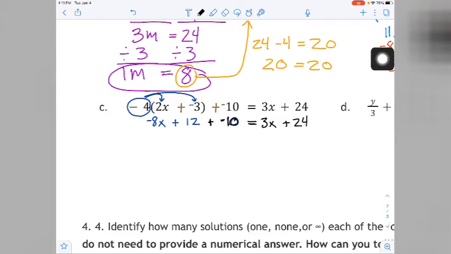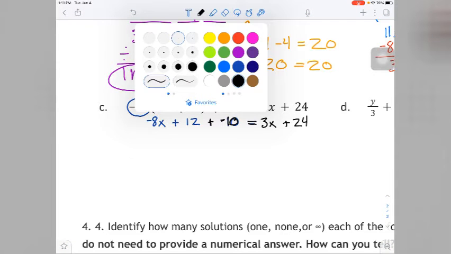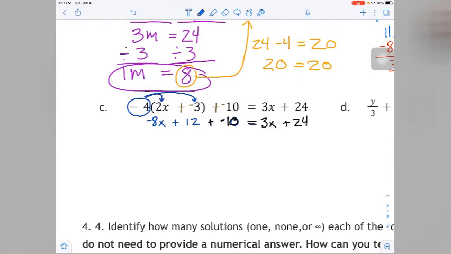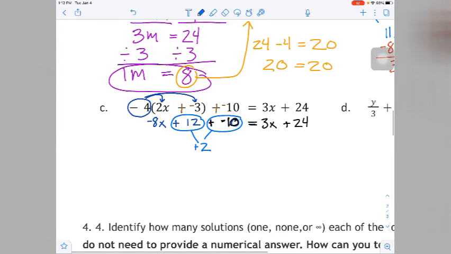So now the next step is to do combining like terms. So if I combine like terms, I see that I have one set of like terms. I have a 12 plus -10. So I can combine 12 plus -10, and I can get +2, sorry. I can get +2 and rewrite everything else. So everything else should be -8x plus 2 equals 3x plus 24.